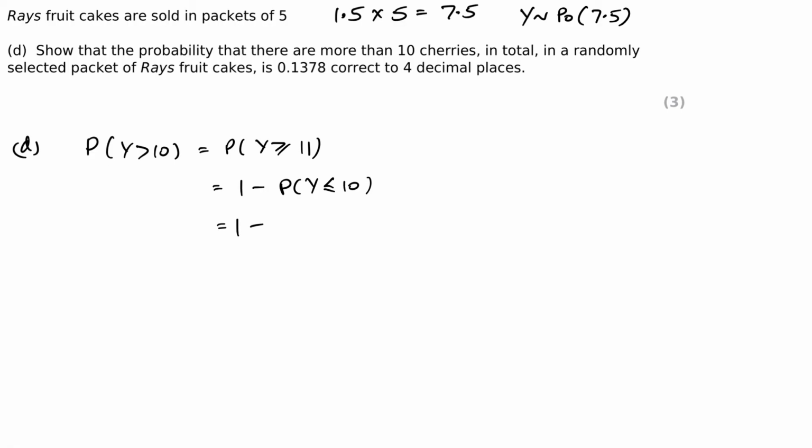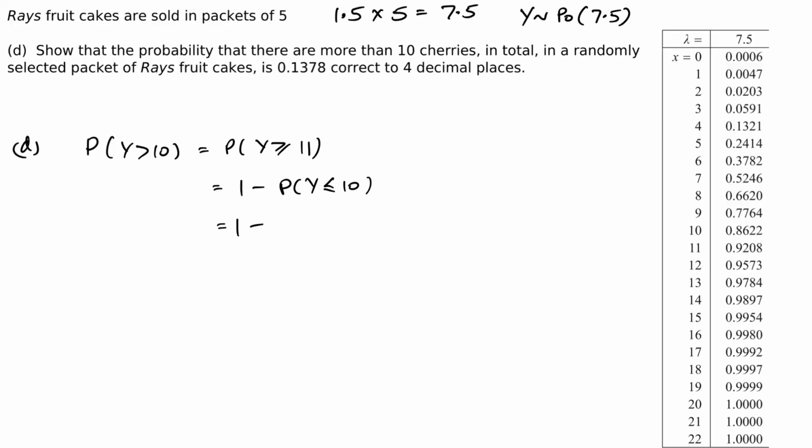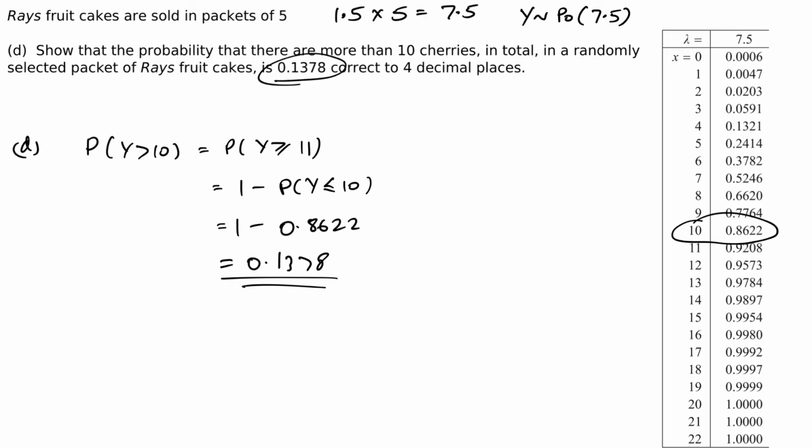So again, I'm going to go to my tables. And here you can see that 10 is the 0.8622. So 1 minus 0.8622 is going to give me 0.1378. It wants it to 4 decimal places, so I would leave it like that, and you can see up here that is the value that we were expecting, so we're all good.